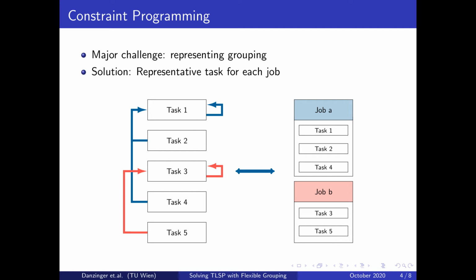As a side note, you may have noticed that in this example, the representative task is always the first task of each job. This is not a coincidence, and this is also a symmetry breaking constraint used in our model. So, how can we now use this grouping to schedule the actual jobs? We do this by assigning resources and time slots to representative tasks.